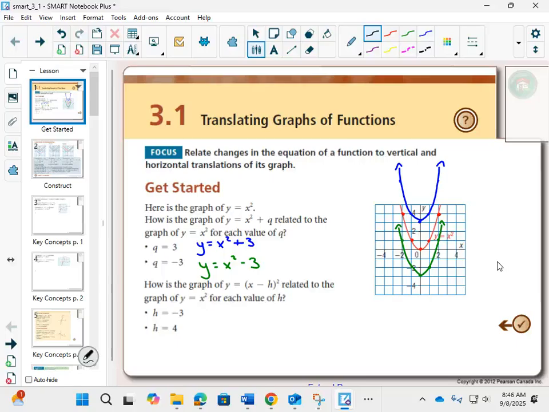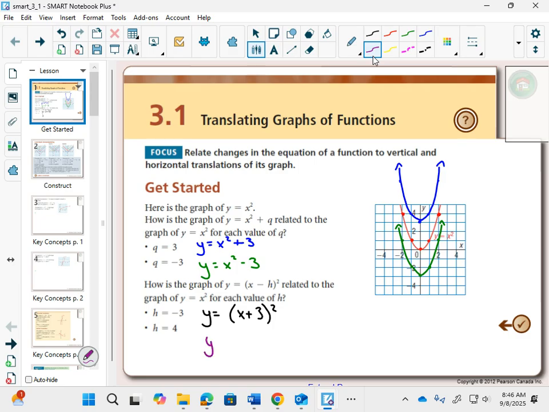At the bottom, we've got h equals negative 3. So that would show up as negative 3. This would be x plus 3 squared. And in purple, x minus 4 squared. So what we see here is now the numbers are inside the function. They're going to get squared. Whereas the blue and the green, that 3, the squared doesn't affect it.